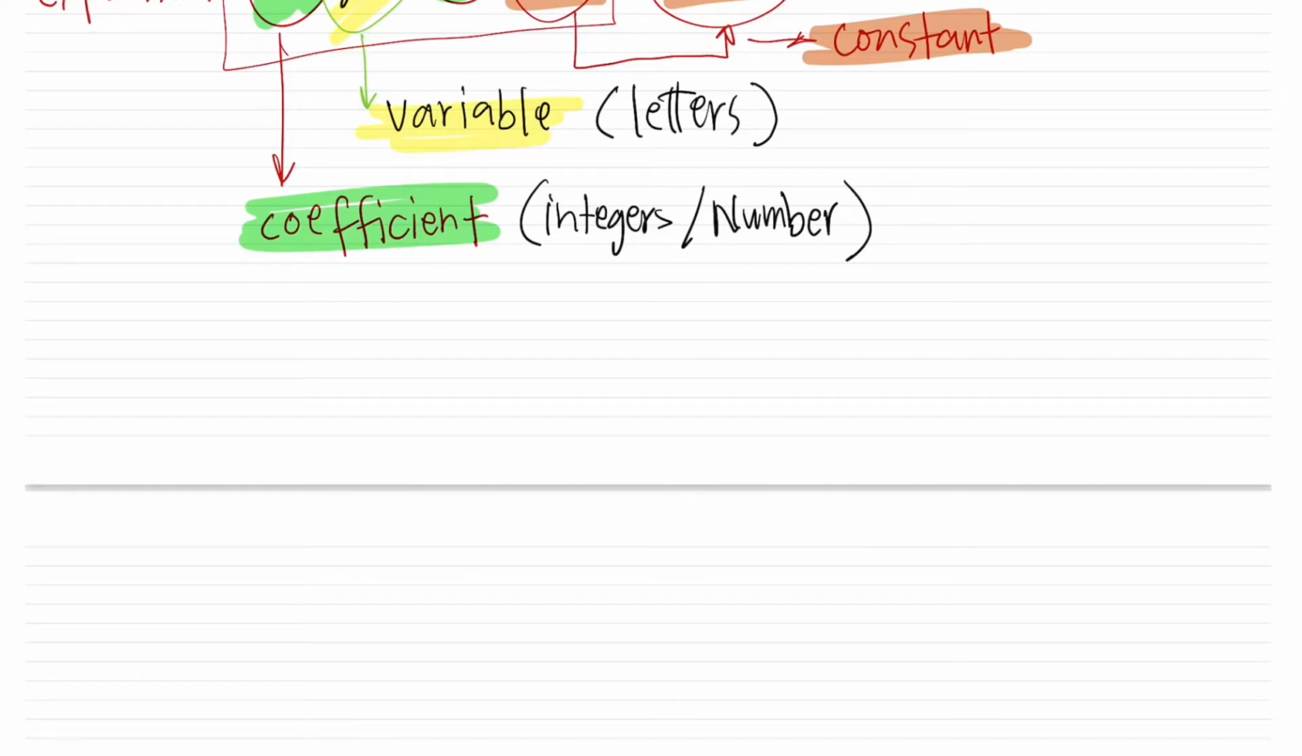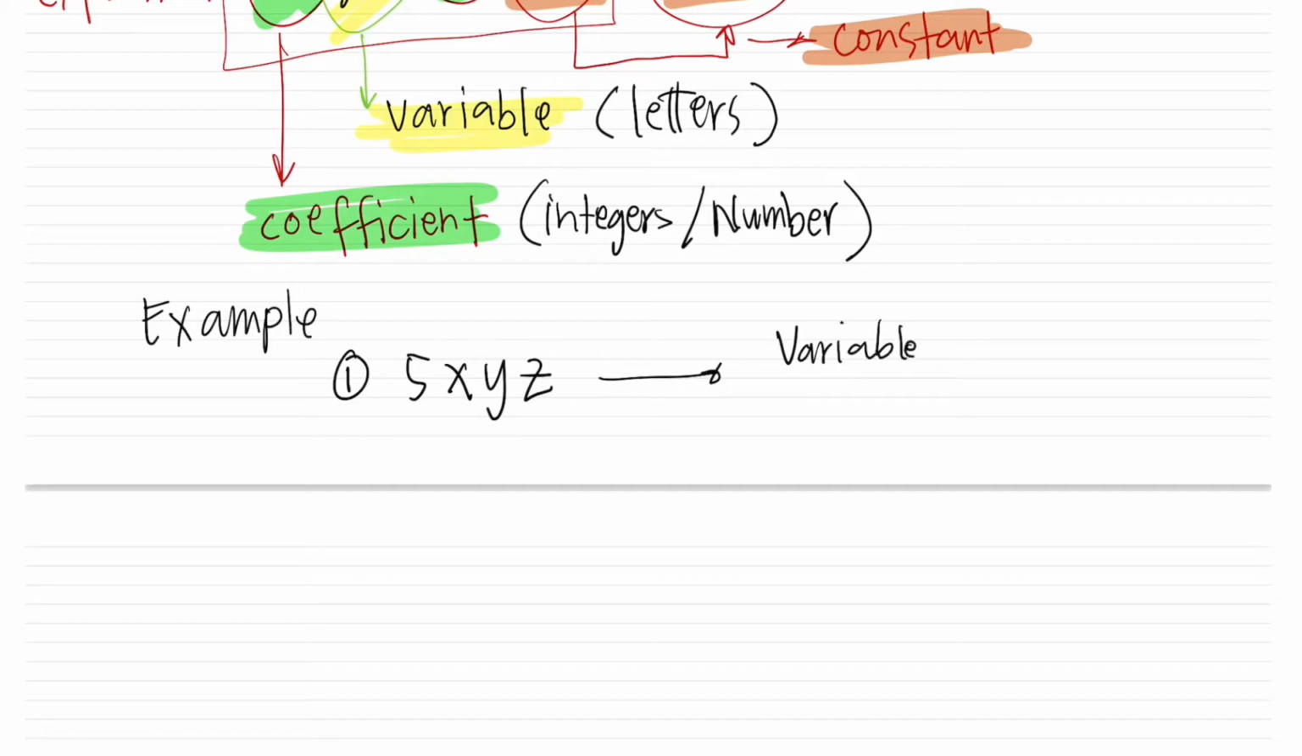Okay, let's have an example. Example 1, we have 5xyz. Now you have to tell me what are the variables and what are the coefficients. Now in this example, our coefficient would be 5. So we write here coefficient is 5. And our variables would be x, y, z, because these are letters. So we write here x, y, z. Alright, so that's how we determine the variables and coefficients in an algebraic expression.